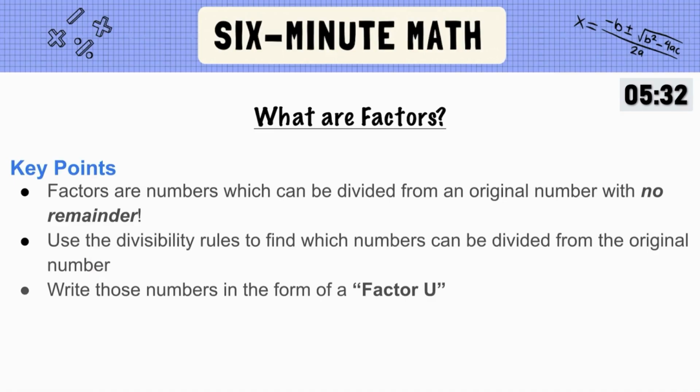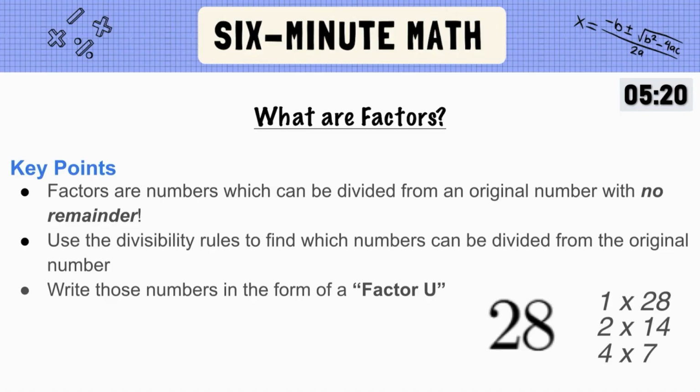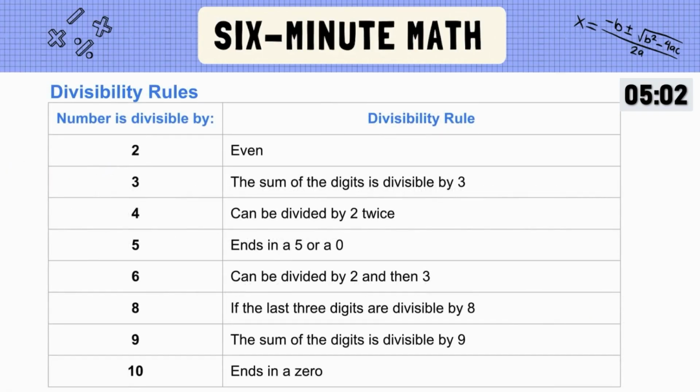We here at 6 Minute Math like to form our factors in the shape of a factor U. What this means, if I am looking for the factors of 28, is that our factors, when going from lowest to highest, will form the shape of a U. We will outline this process as we work through some examples, but it helps us stay organized and to not forget any important factors. Before we get to some examples, here are our divisibility rules. Please pause, take a screenshot, and become fluent, as the easier our divisibility rules are in our head, the easier it is to find our factors.